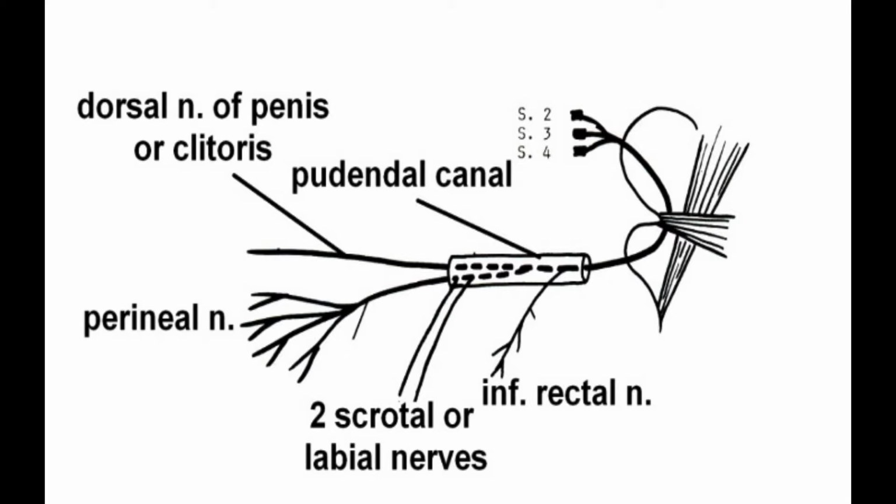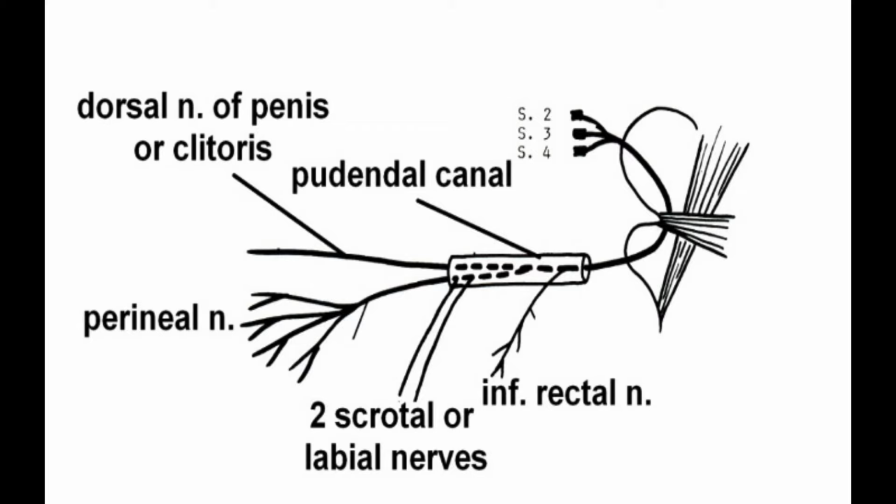In the gluteal region, it crosses the back of the ischial spine, between the pudendal artery medially and the nerve to obturator internus laterally. Then it leaves the gluteal region and enters the lesser sciatic foramen to reach the perineum and runs inside the pudendal canal.